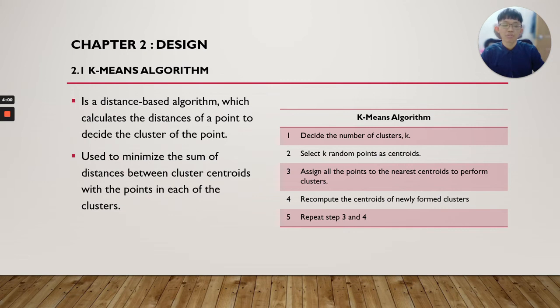The K-means algorithm has 5 steps. We have to decide the number of clusters K and then select K random points as centroids. After that, we assign all the points to the nearest centroid to form the clusters, and we compute the centroid of the newly formed clusters. The last step is to repeat step 3 and step 4.